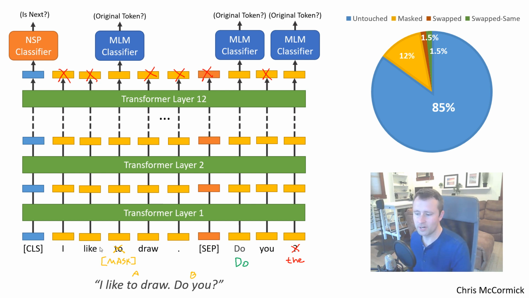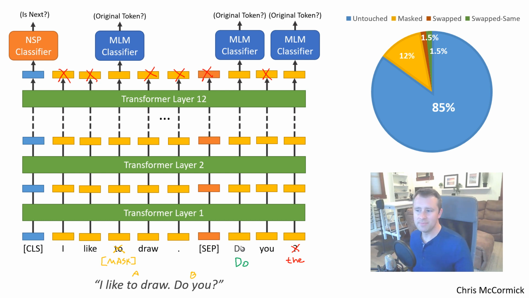So if this were an application setting, then we wouldn't be masking any of the tokens. We'd give it all of them. And we wouldn't want the model to ignore the embedding for the word "to" and just try to infer it from its context. We'd want it to leverage the input embedding for "to". So they show some results. The difference isn't huge, but it does work better when they do this swapping.